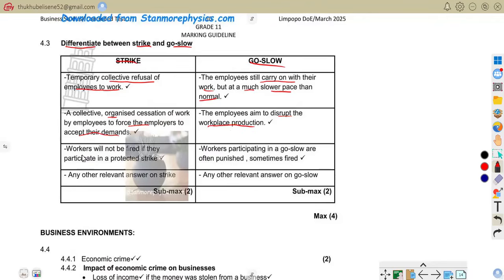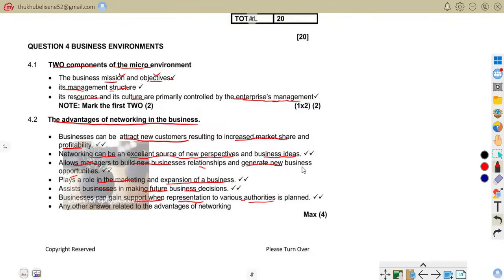Under a strike, workers will not be fired if they participate in a protected strike. Workers participating in a go-slow are often punished, sometimes fired, because now they are affecting production, remember. So it is easy for them to get fired. So any relevant answers on go slow as well as strike. So now let us go on.